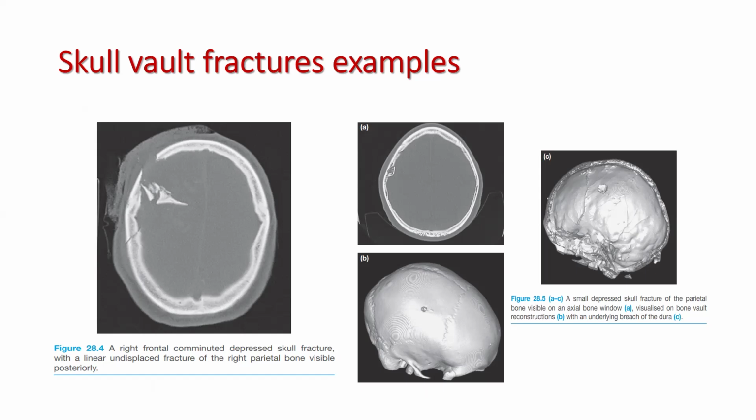This picture here is illustrating a small depressed skull fracture. You can see where my arrow is. It's showing a small depressed skull fracture in the parietal bone. You can see the parietal bone, and these are 3D reconstructions of this depressed fracture that you see on this actual view. You can see here where my arrowhead is, and this is the impact that it had on the dura.